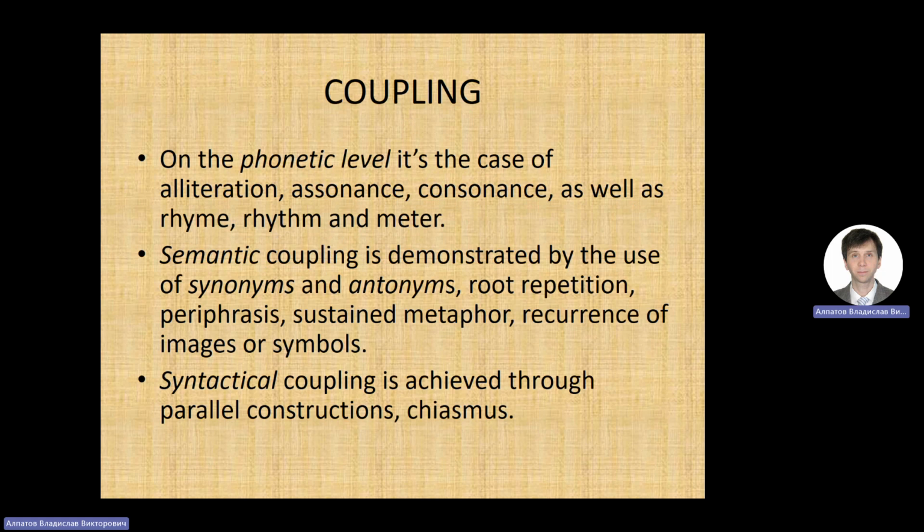For example, on the phonetic level, alliteration, assonance, consonance, rhyme, rhythm, and meter all of them provide coupling, right? If you have rhyme, it sort of stitches together parts of the text. Assonance also stitches together various words. Alliteration stitches together various words. Semantic coupling: synonyms, antonyms, root repetition, periphrasis, sustained metaphor. It is also a type of coupling, right?